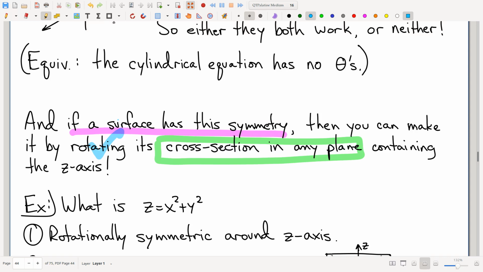Now that's a geometric appeal, right? You've got to think about what a rotationally symmetric surface looks like, and because it's rotational, think about any plane as you rotate it around, it's just going to trace out the entire surface. Is that reasonable? I hope. Okay, all right, let's see it in action.